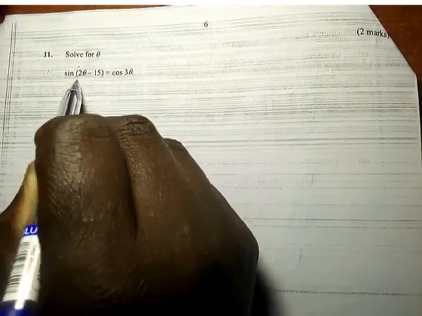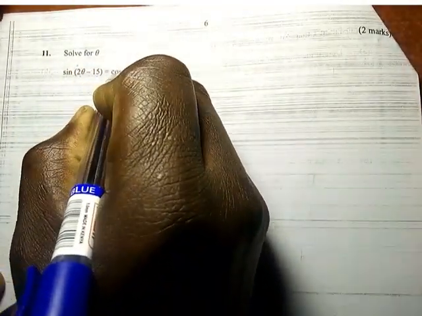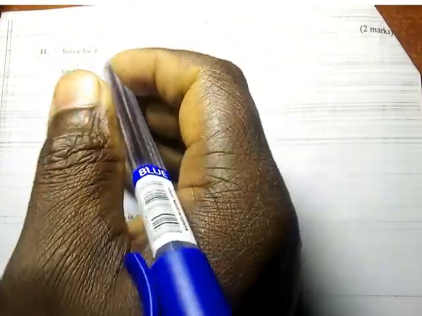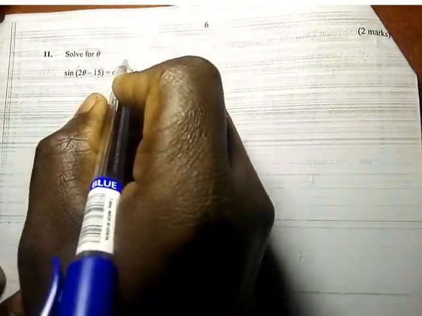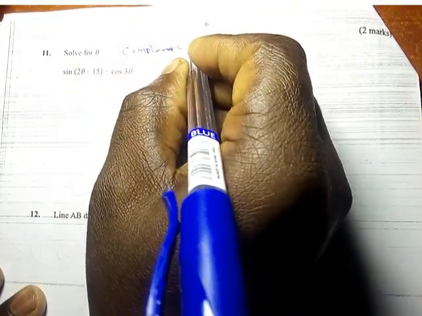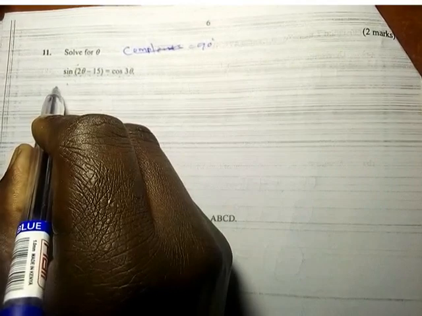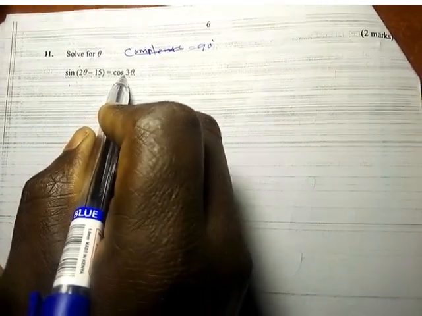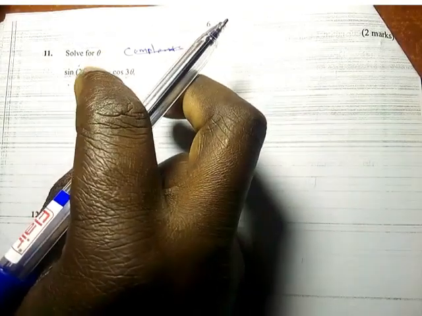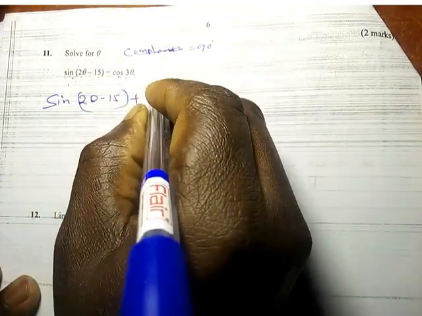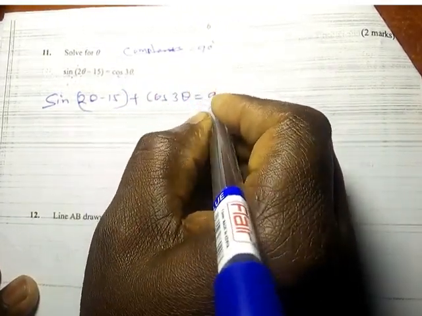Solve for theta in this one. Sin 2 theta minus 15 is equal cos 3 theta. I want you to know, ujue kwamba sine and cosine, these are called complementary angles. These are complementary, so they add up to 90 degrees. Ukitaka kujaribu for example, sin 40 plus cos 60. Hizo sine mbili they are complementary. So you need to know that whenever you see a cos and a sine, you add them. So sine 2 theta minus 15 plus cos 3 theta, the answer should be 90.